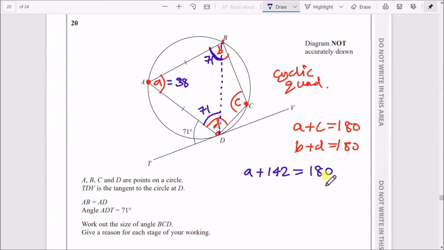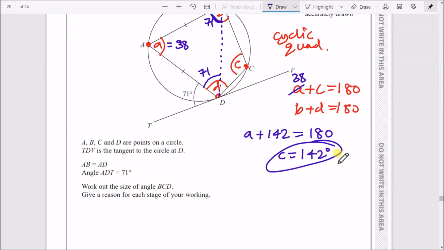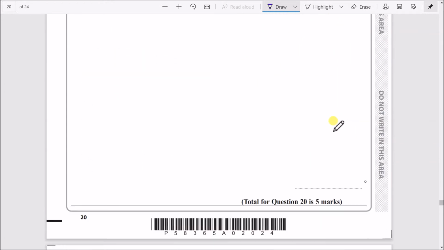And that's it, guys. Now finally, if we go back to the cyclic quadrilateral rule, we said earlier that angle A and C sum up to make 180 as well. Now because we know that A here is 38, we can easily work out C. If you subtract 38 from 180, you're going to get a C value of 142 degrees. And that's the answer, guys. The angle BCD is 142 degrees. And yeah, that's it.